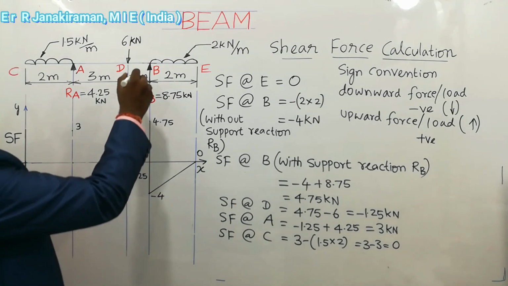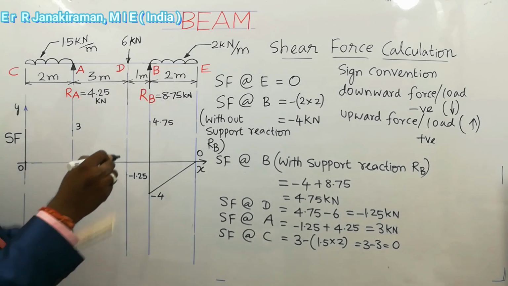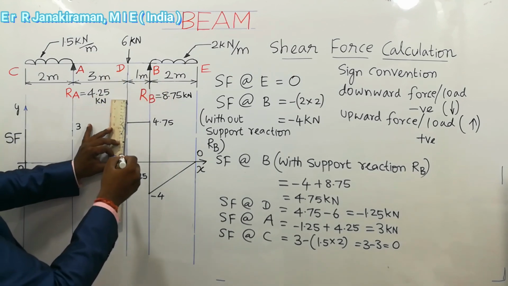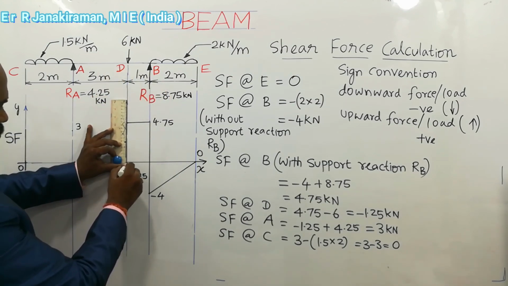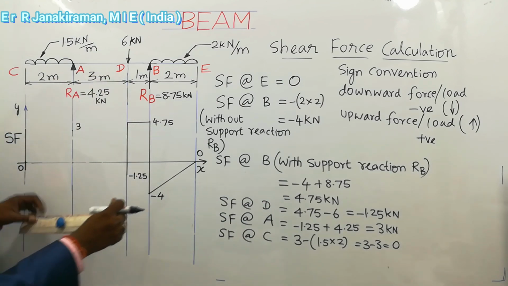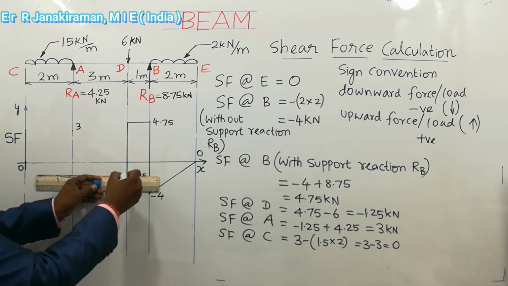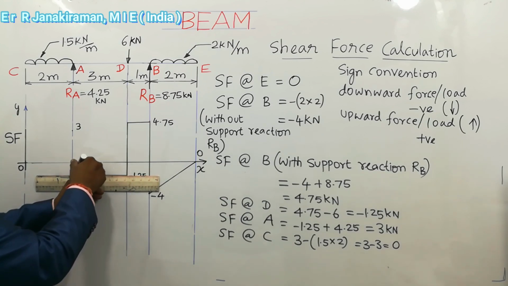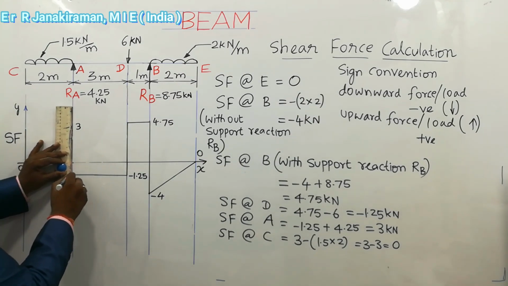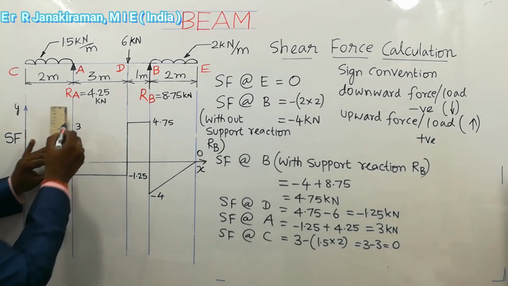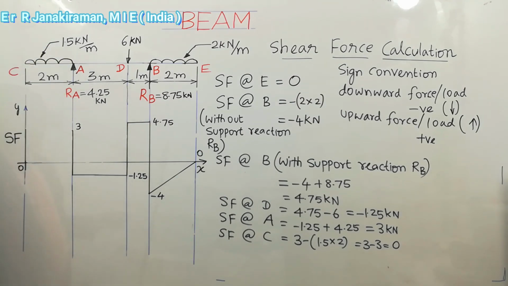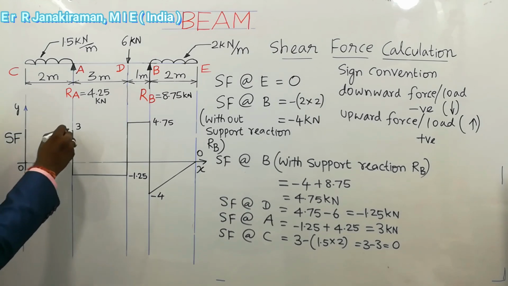Next, between D and B there is no load. So we can draw one horizontal line like this. Next, draw a vertical line here. Next, between A and D there is no load. So we can draw a horizontal line like this. Next, at point A, the load is 3 kN. Draw a vertical line straight here. Next, the UDL is in this place. If there is a UDL, an inclined line comes in the shear force diagram, connecting 0 and 3.